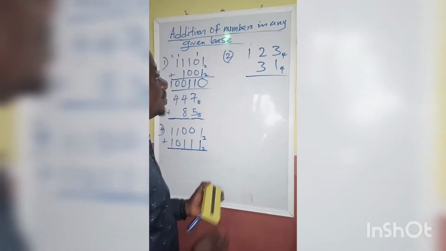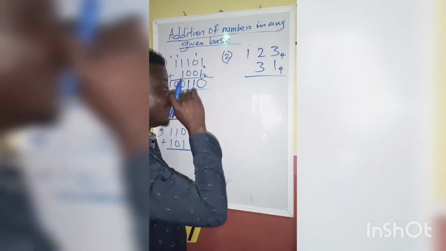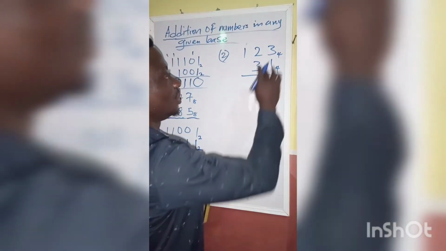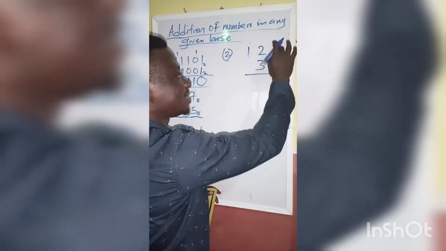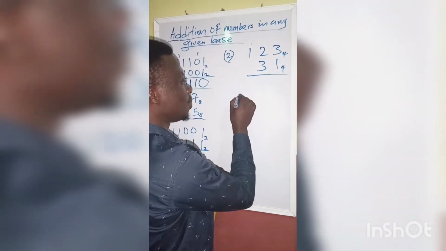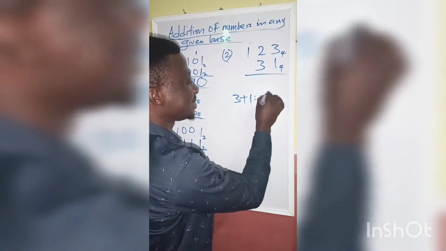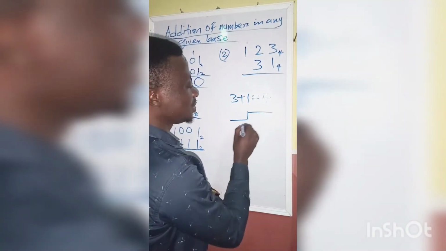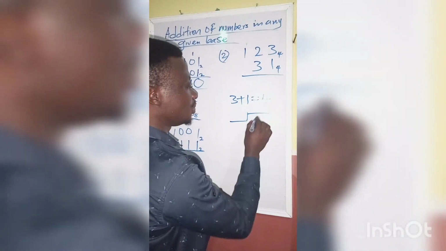The second question is this. We have this in base 4. This question is in base 4. The first two numbers here are 3 and 1. Then we have 3 plus 1. That's equal to 4. So how many times? Let's do it this way. We have the result to be here.